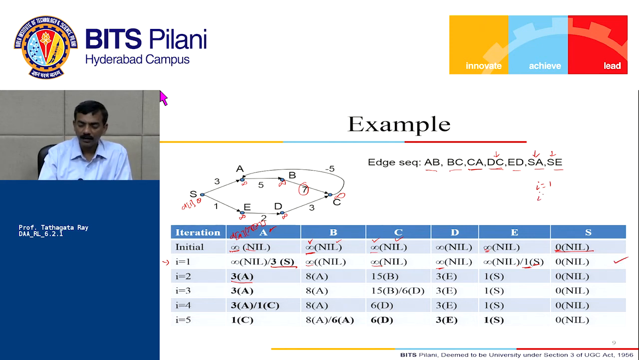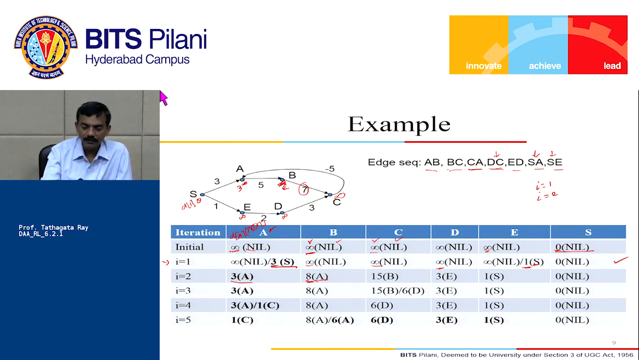We increment our i to 2. So we again start. And this time, notice AB. Now AB, I changed A to 3, right? The value of A became 3. dA is 3 now. So 3 plus 5 is 8, which is better than infinity. So this should get updated to 8. So B should get updated to 8 and the parent value is A.